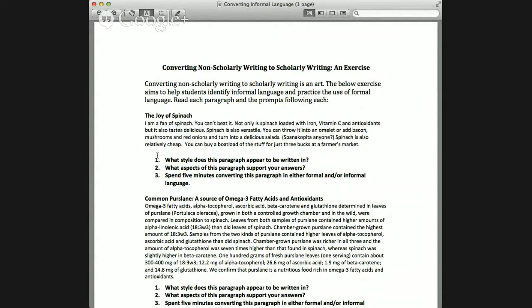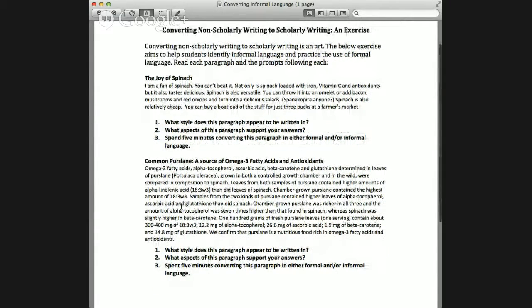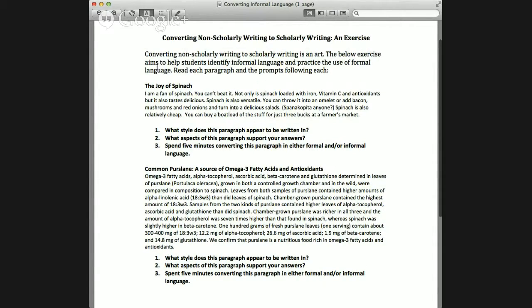Okay, so this handout provides two paragraphs on greenery. First one, the joy of spinach. The second one, common purslane, a source of omega-3 fatty acids and antioxidants. Well, if you had to guess which is the more academic piece. Rather than looking at the second paragraph, I think it's more effective to look at this first one, and based on everything we've just talked about, try to flag some of the things that are less than academic or less than formal in this top paragraph.